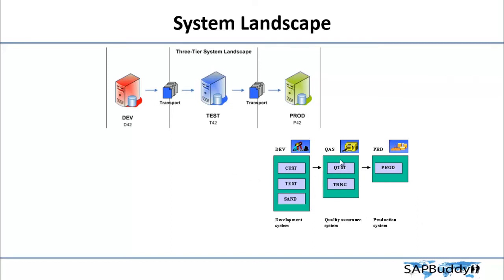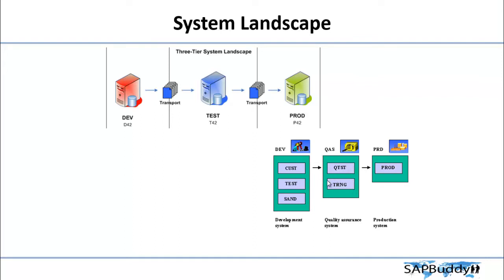Copied means some of the data you can delete, like sensitive data, or you can also do data scrambling. That's also possible; SAP has different tools with which you can scramble the data. You will still have the data, but it's not real data. So for that, we will have a quality system.